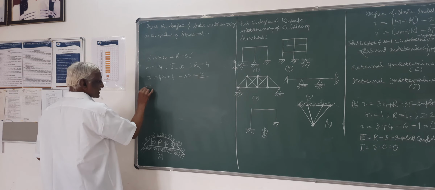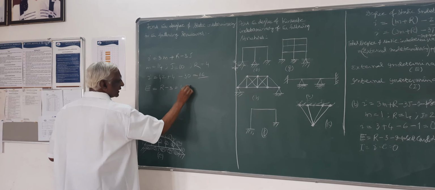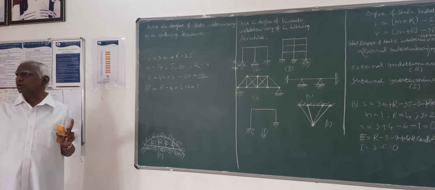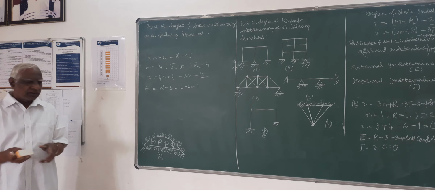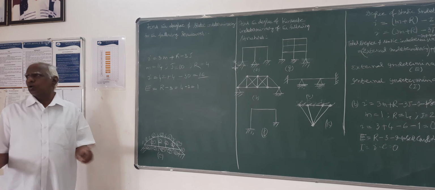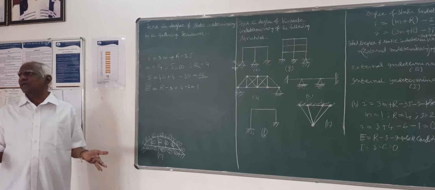So degree of external indeterminacy is r minus 3, that is 4 minus 3, 1. So 1 support reaction you cannot determine. Here there are 4 support reactions. Out of that 4, only one you cannot determine, remaining three you can determine.